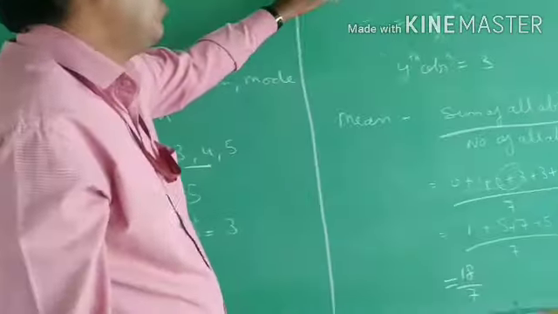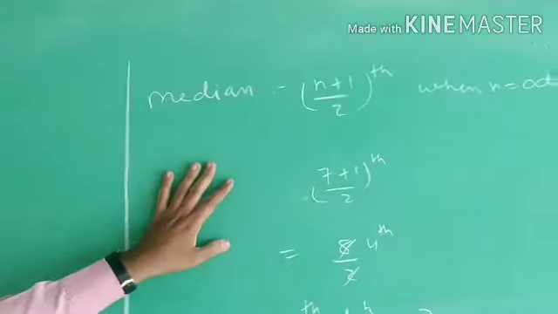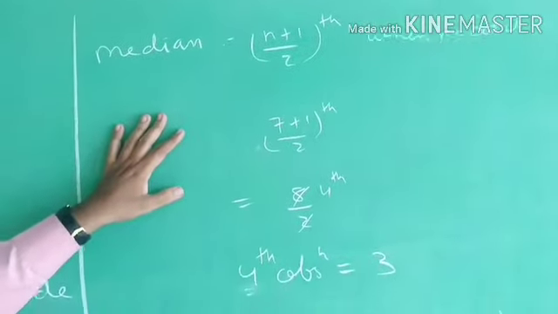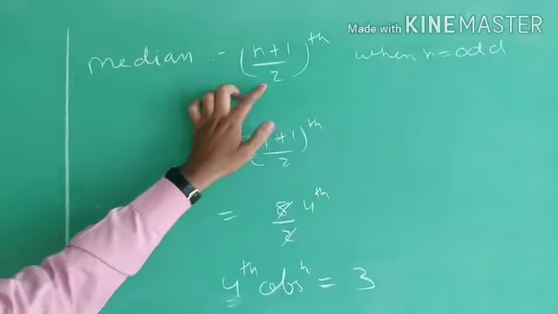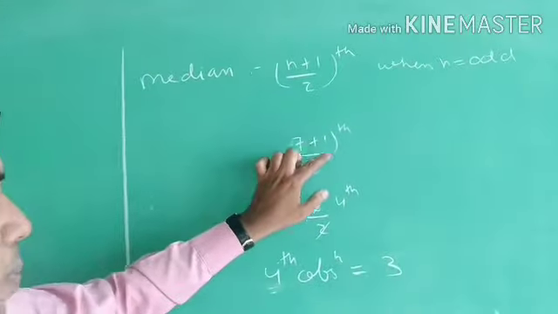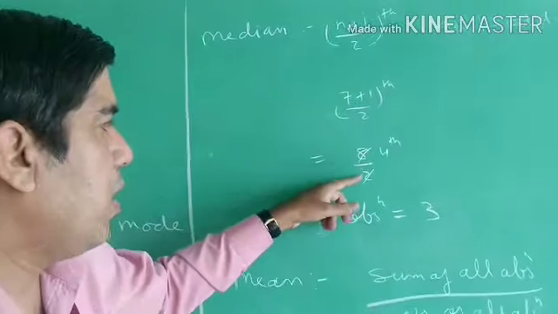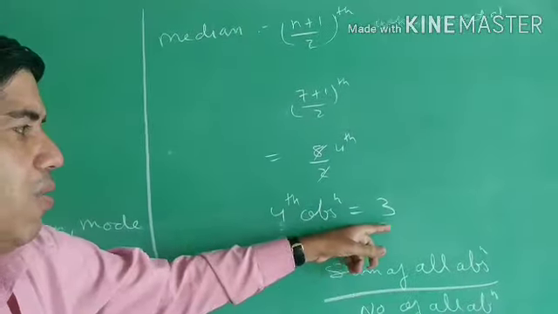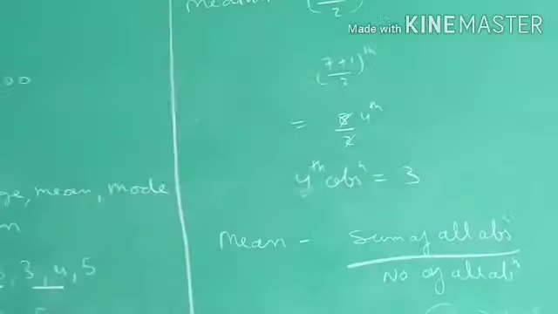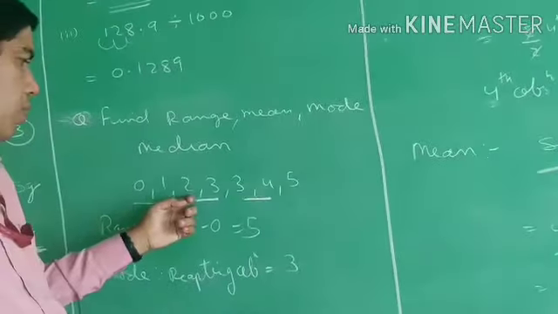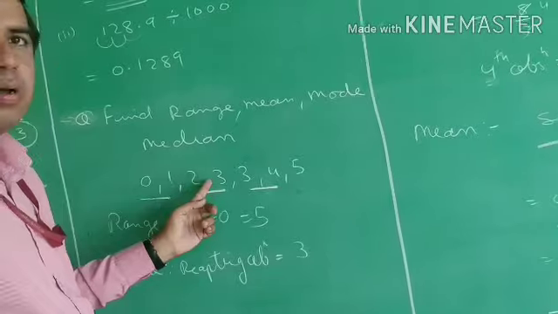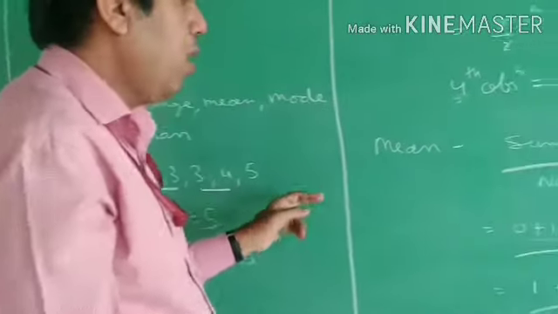Next, median. In your class we are discussing only with reference to an odd number of observations. For an odd number, the formula is (n plus 1) by 2th observation. So (7 plus 1) by 2th observation, it comes 8 by 2, the 4th observation. Which is the 4th observation here? 1, 2, 3, 4. The 4th is which one? Third. 3 is the median.